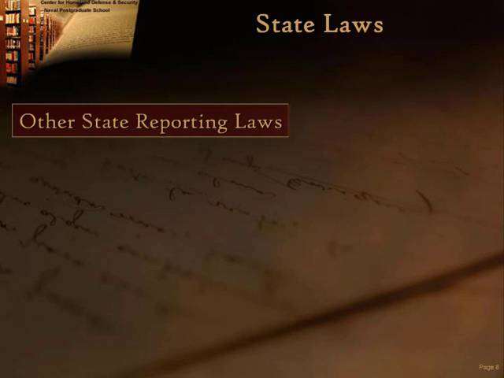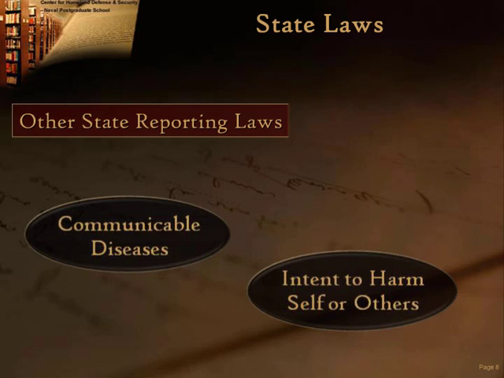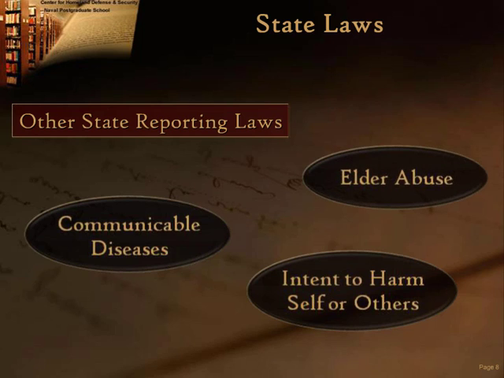Other state reporting laws. State reporting laws may cover such matters as specific communicable diseases, the intent to harm oneself or others, and elder abuse. Investigators should check with their IRB about state laws.